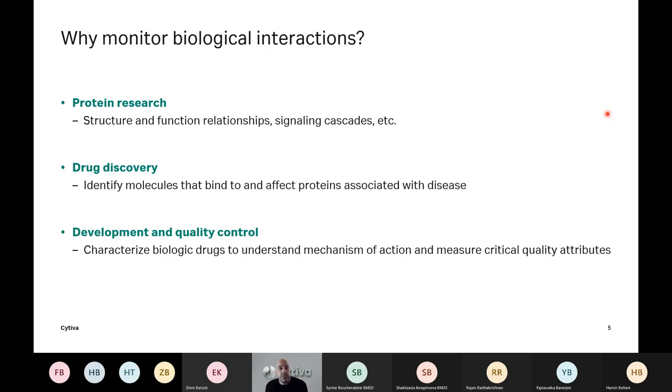But also Biacore systems are applied in the industry. They also play a big role in development and quality control of biotherapeutics, biomolecules, because they allow us to characterize the biologic drugs, to understand the mechanism of action of these molecules. If we think about, for example, antibodies, normally Biacore systems are applied usually to understand the interaction between the antibody, the drug, and the Fc receptors, okay, to get to know the effector function of the antibodies. And then we can measure these critical quality attributes of the product.